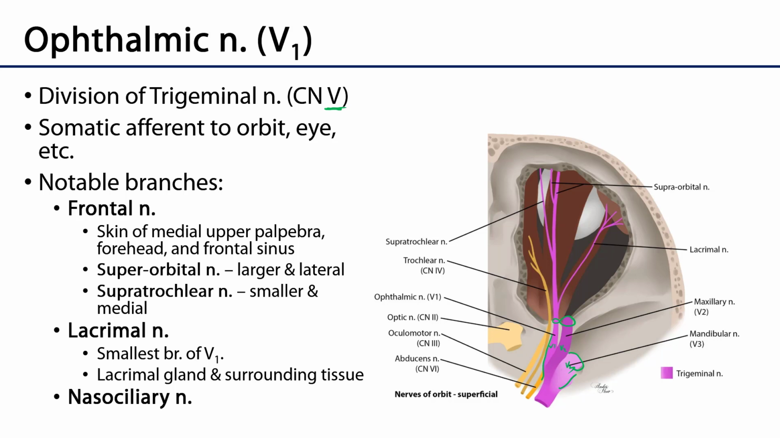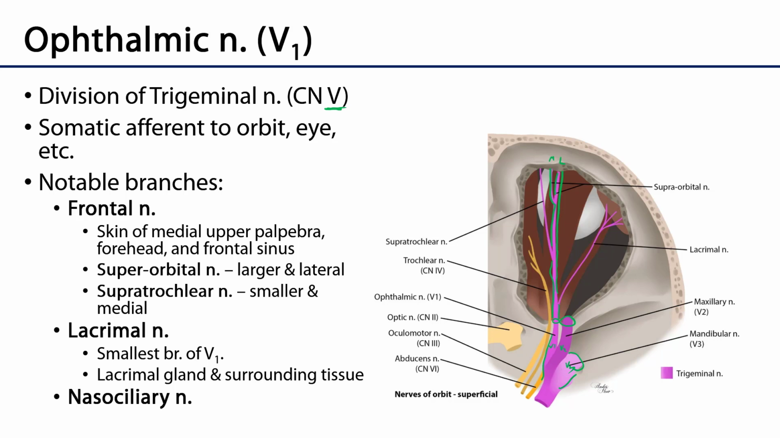So upon entering the orbit, there will be several branches, the most conspicuous of which, the largest, will be most superior. That's known as the frontal nerve. So we could see the frontal nerve there. The frontal nerve has two terminal branches. There is the supraorbital nerve, which is larger and more lateral. The supraorbital nerve has both medial and lateral branches.